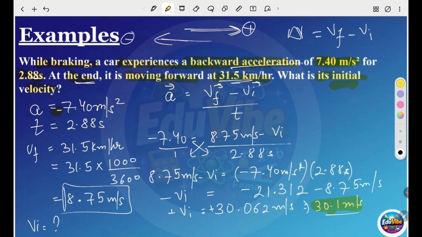But we started with kilometers per hour, so we also answer in kilometers per hour. To get into kilometers per hour, we do the opposite: meters per second is 1000 upon 3600, so we do 3600 upon 1000. And we get vi of 108 kilometers per hour. So this is our initial velocity in kilometers per hour, because we started with kilometers per hour.